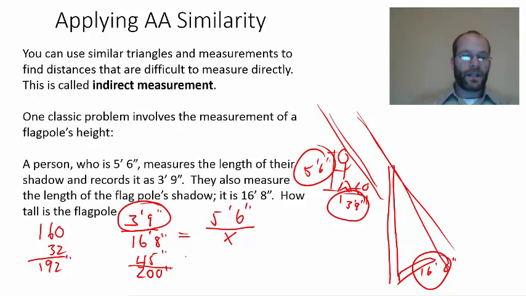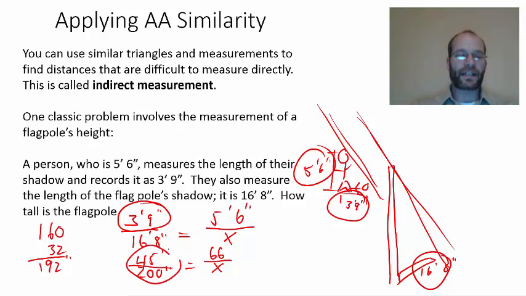Okay. On the right side, we have 5 feet, which is 60 inches, and 6 more inches is 66 inches. And we divide that by x. Now we need to cross multiply. So before we do that, we might as well reduce this fraction down.